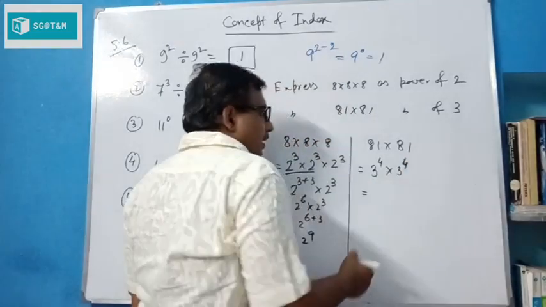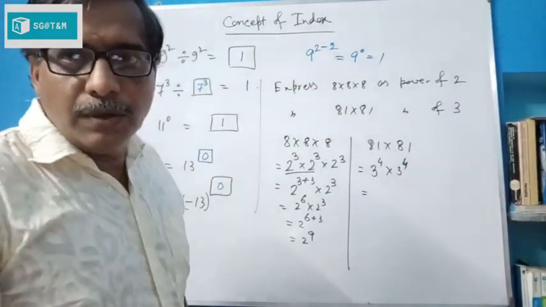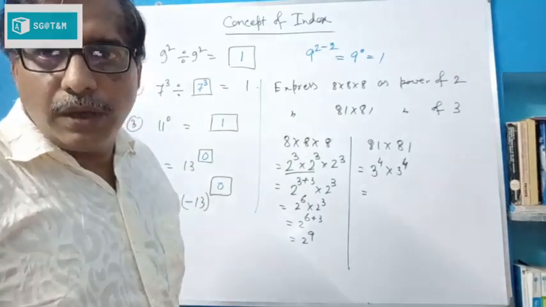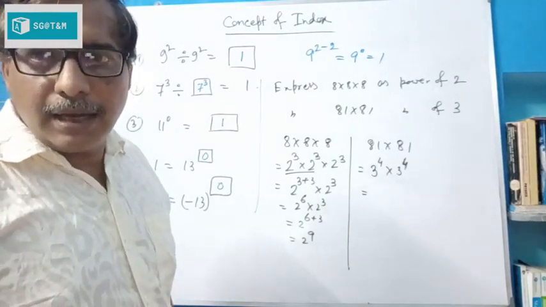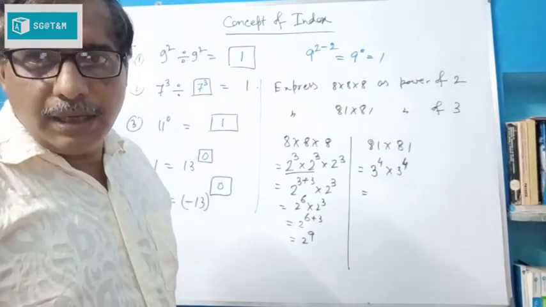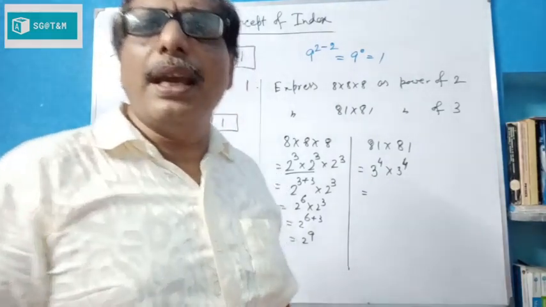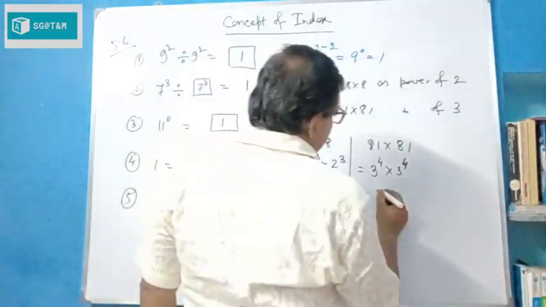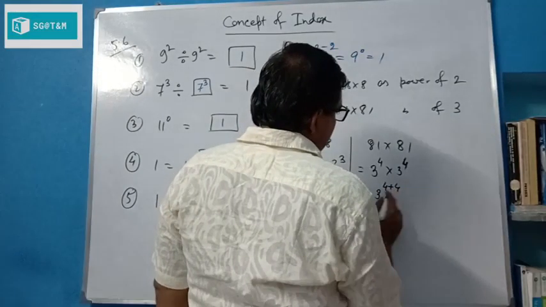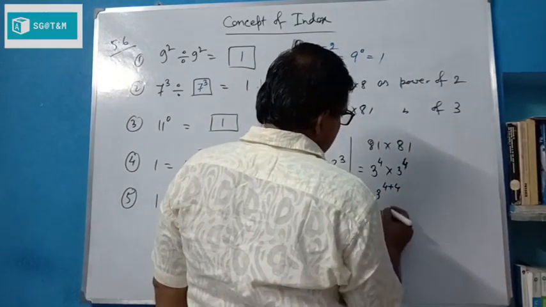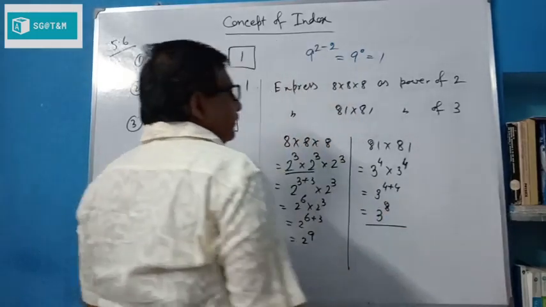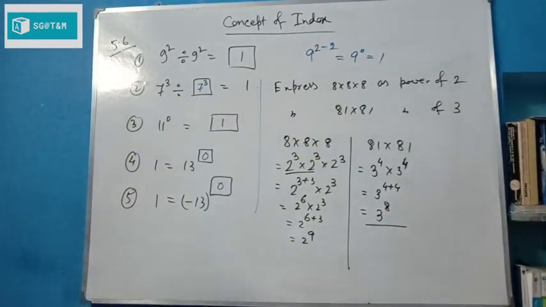Now use a to the power m into a to the power n, that is equals to a to the power m plus n. So 3 to the power 4 plus 4, that is 3 to the power 8. That is equals to 3 to the power 8.